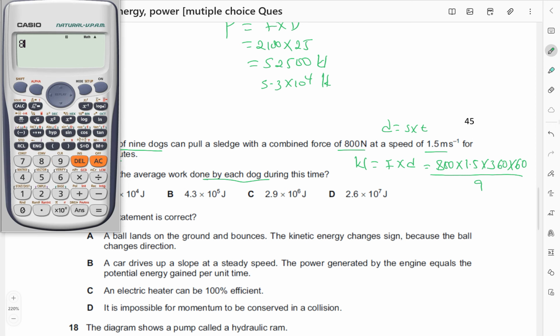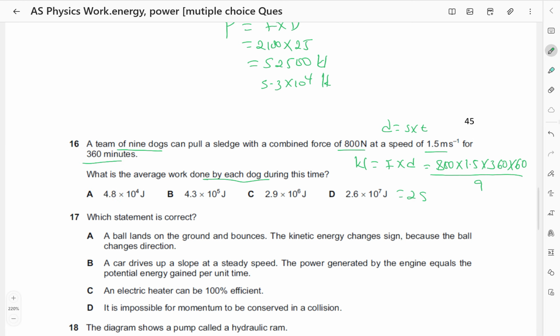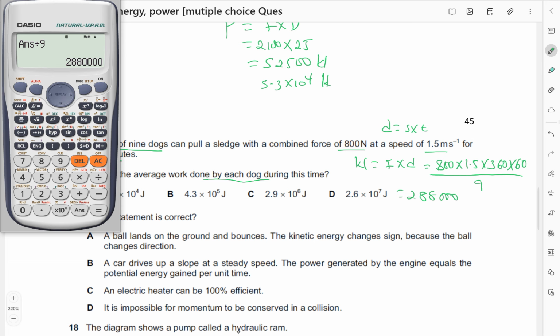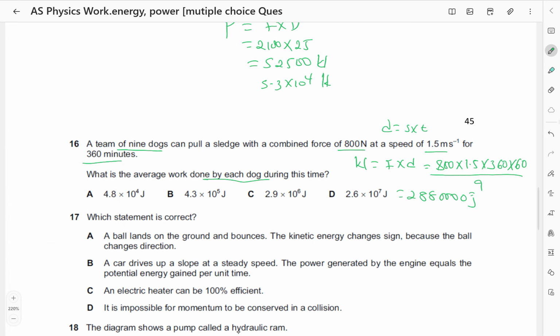So the work done will be 800 times 1.5 times 360 times 60 divided by 9. So each dog is going to be doing 288000. There are 4 zeros. Joules of work, which is approximately, these are 4, 5, 6, so that is 2.9 times 10 power 6 joules. So the answer will be C.